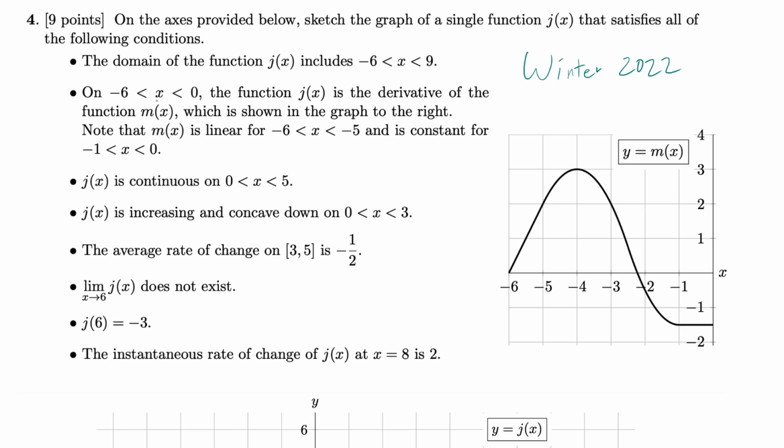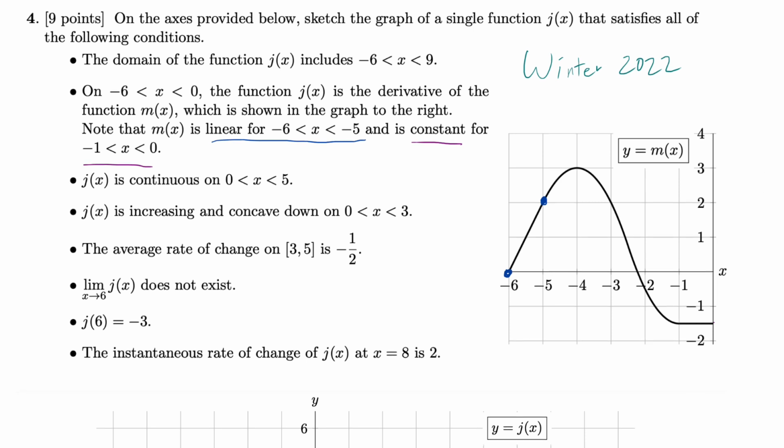And the second condition is that from -6 to 0, the function g of x, which we want to sketch below, is the derivative of the function m of x, which is shown in this graph to the right. And here they give us some clarification about m of x, that it's a linear function between -6 and -5. So we see in this curve that from -6 to -5, in this region, we know it's just a line. And we also know that this curve is constant between -1 and 0. So we know from -1 to 0, the function is not changing. It looks like something like -1.5.